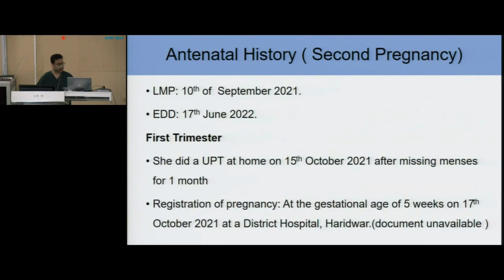Moving to the antenatal history of the second pregnancy, the case we are discussing right now. Last menstrual period was 10th of September 2021. Estimated due date 17th of June 2022. In the first trimester, for missing menses for 1 month, she did a UPT, urinary pregnancy test, at home, which came out positive. For the same, she visited the district hospital at Haridwar on 17th October 2021 to get her pregnancy registered and for a normal ANC checkup. For the same also, documents were not available.